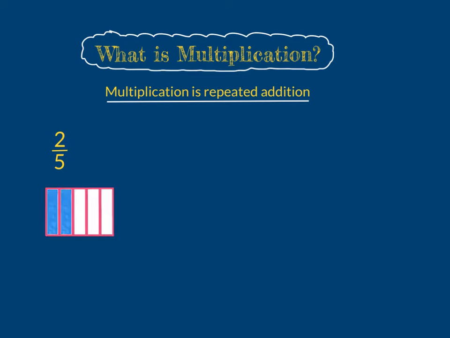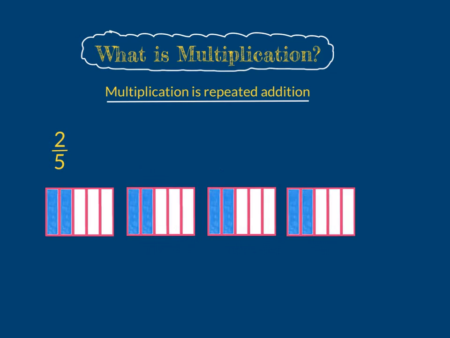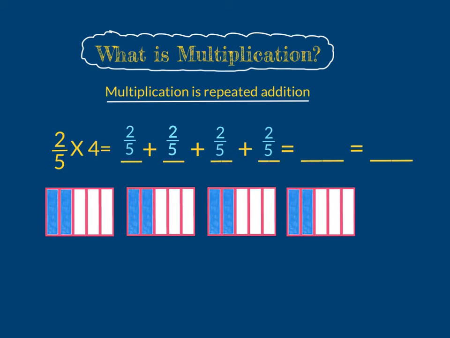I'm going to draw a picture here to represent 2/5. We add multiple sets of 2/5 together, we now have 4 sets of 2/5, giving us the multiplication problem of 2/5 times 4. Again, this is nothing more than repeated addition. 2/5 plus 2/5 plus 2/5 plus 2/5 equals our answer, which is so easy to add because all of the denominators are conveniently already the same, of 8/5.